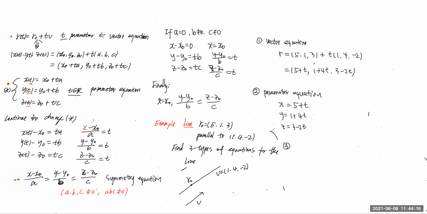The third one is (x - 5)/1 = (y - 1)/4 = (z - 3)/(-2). The denominators are the direction. I think the symmetric one is the easiest one. If you put the denominators together, you get the direction vector. The numbers in the numerators are the point the line will pass through. Okay, this is for our first example.